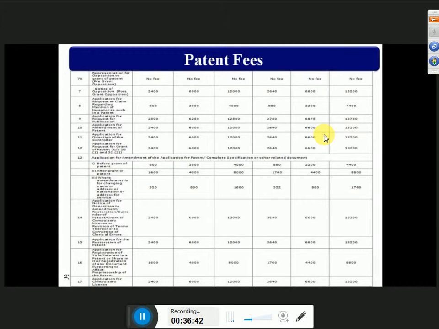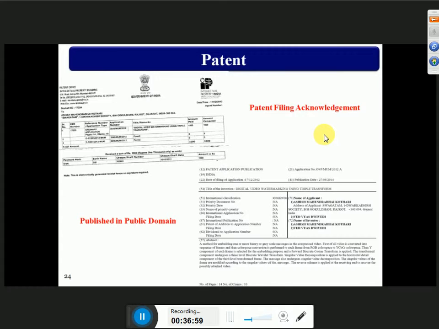So patent application in India does not cost much. Basically it costs less than publishing an international paper in some conference or somewhere like that. So my suggestion is, if you have an invention, file the patent rather than go for publication in journals or somewhere like this.